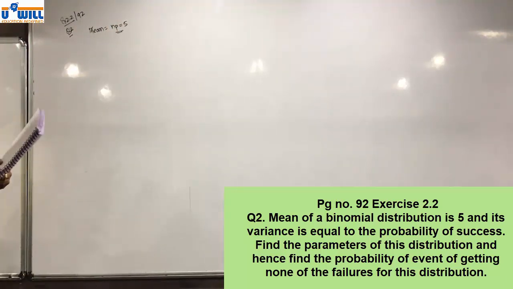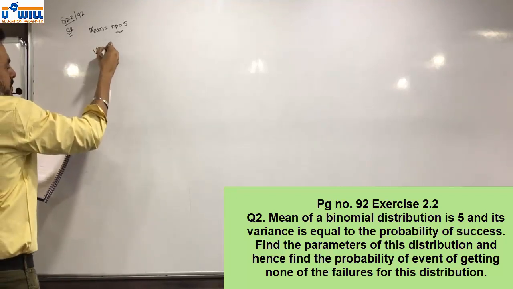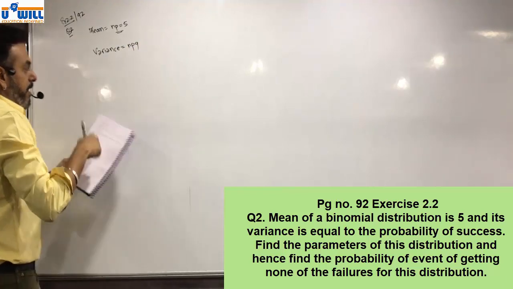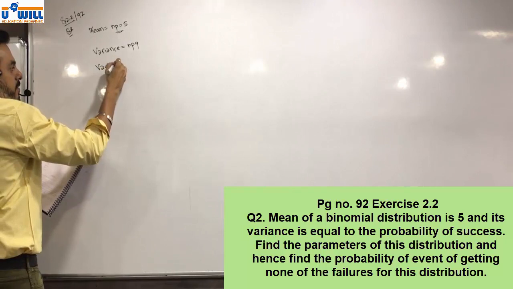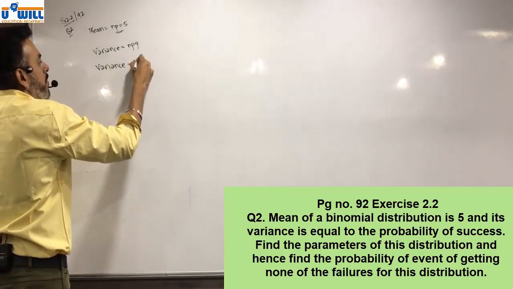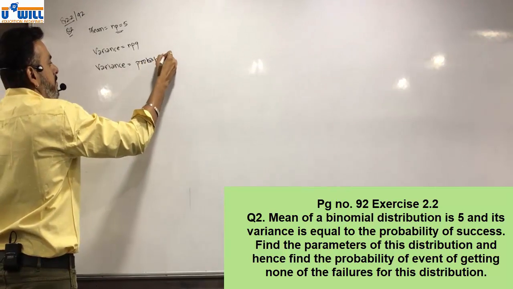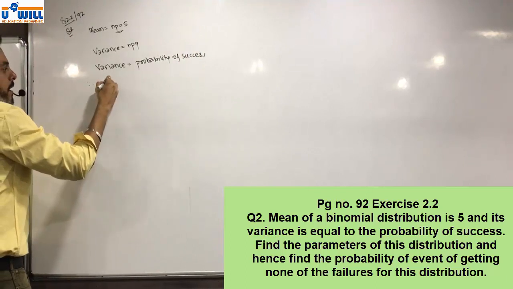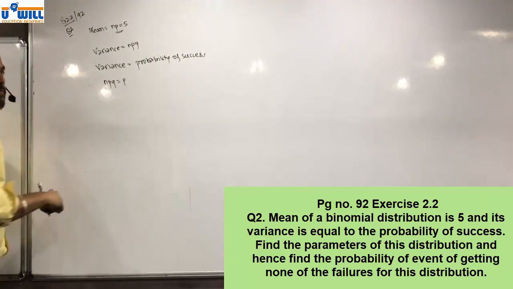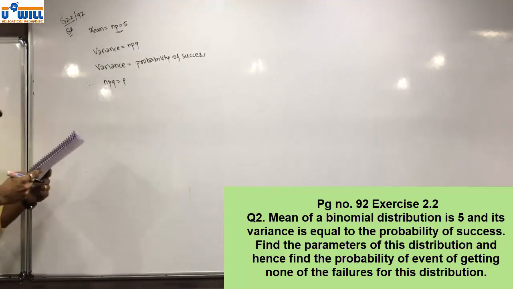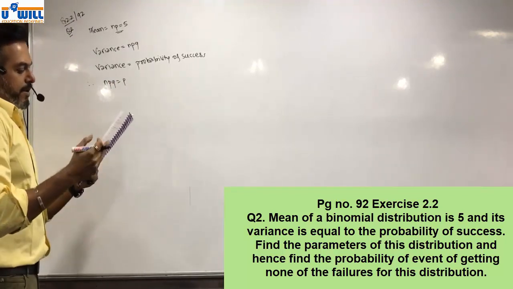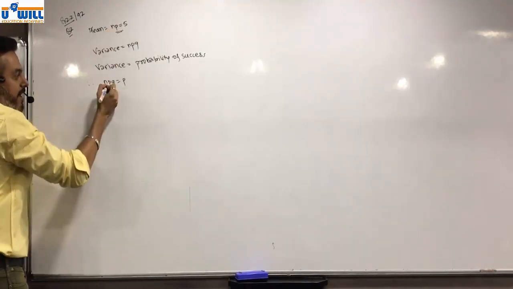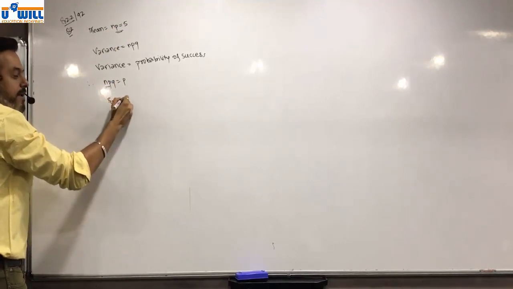Then, variance is equal to npq. But over here it is given that variance is equal to probability of success. Therefore, npq is equal to p. What else is given? Find the parameters of this distribution. npq is equal to p. So np is 5, so this is already equal to 5. 5q is equal to p.